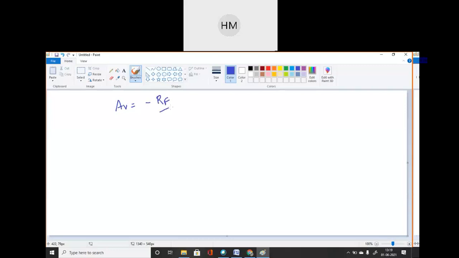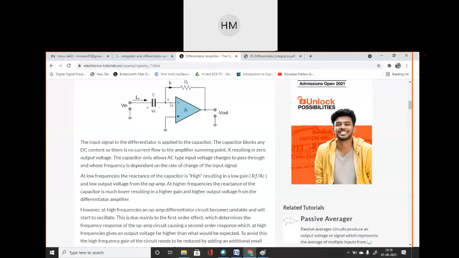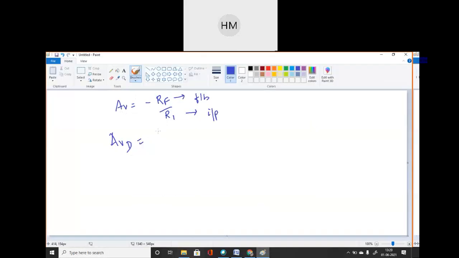Minus RF upon R1, meaning RF is connected in the feedback and R1 is connected at the input side. So here we have the circuit of a differentiator, a basic circuit we have designed by connecting one capacitor and one resistor. ठीक है. So now what will be the value of gain? This will have feedback upon input. So the value will be RF as it is upon XC. This will be my gain for the differentiator circuit.